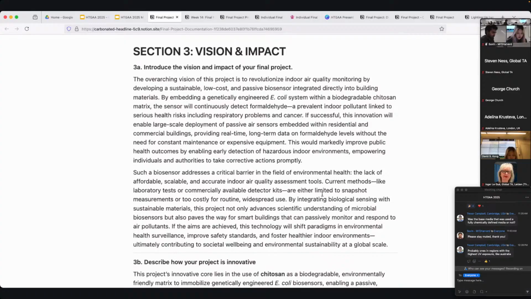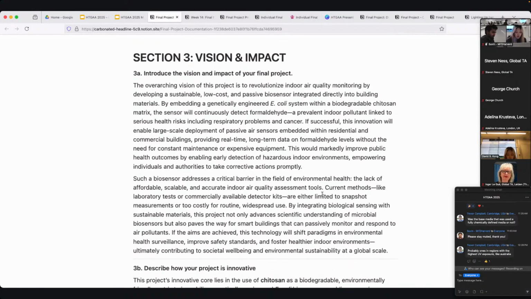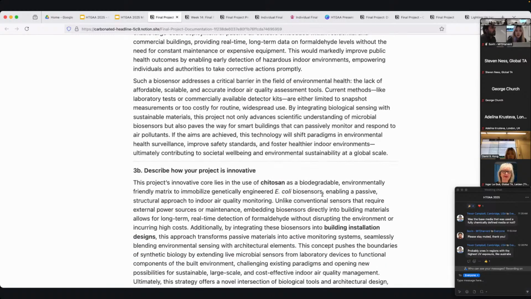The vision of this project is to revolutionize indoor air quality monitoring by developing a sustainable, low-cost, and passive biosensor integrated directly into a structural material by embedding a genetically engineered E. coli system with a biodegradable chitosan matrix. The sensor will continuously detect formaldehyde.